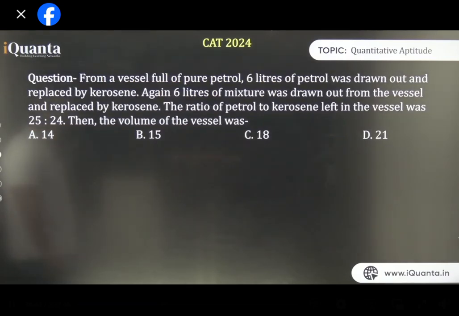So this is the question. From a vessel full of pure petrol, 6 liters of petrol was drawn out and replaced by kerosene. Again, 6 liters of mixture was drawn out from the vessel and replaced by kerosene. The ratio of petrol to kerosene left in the vessel was 25 by 24. Then find the volume of the vessel.